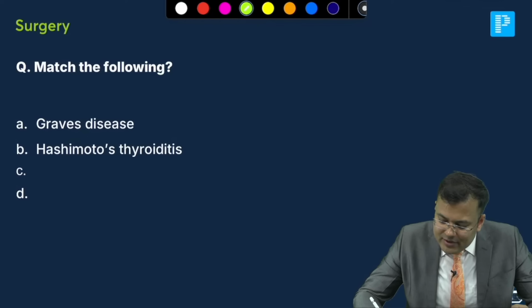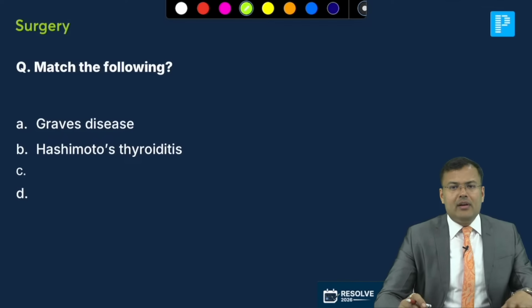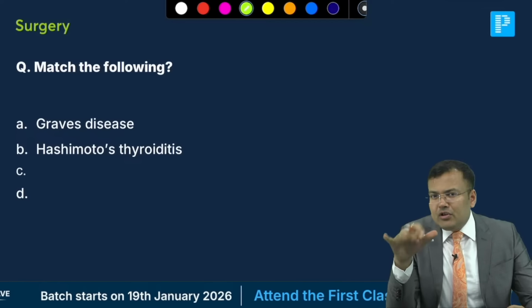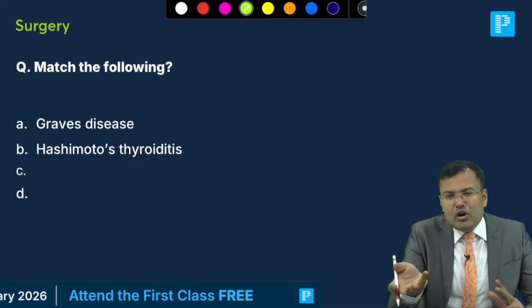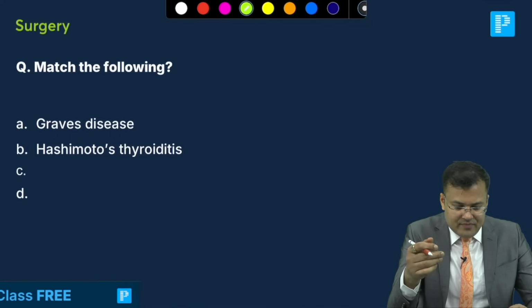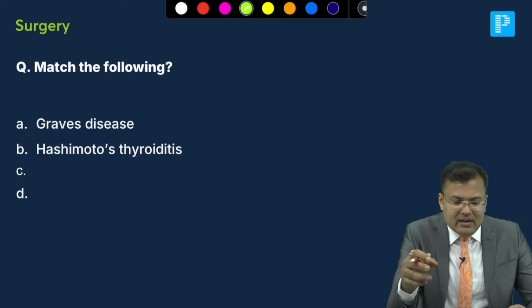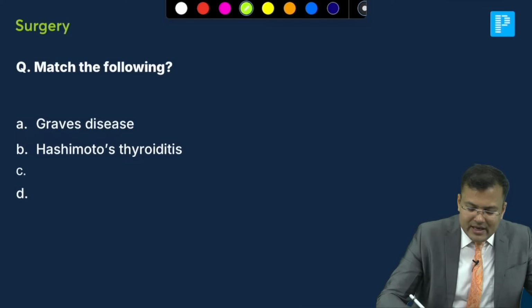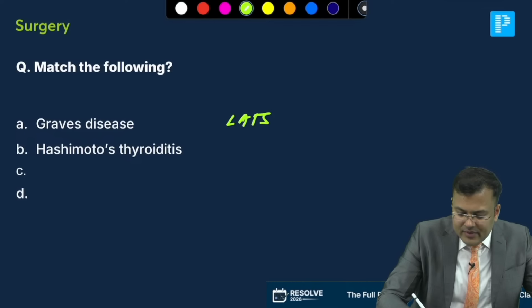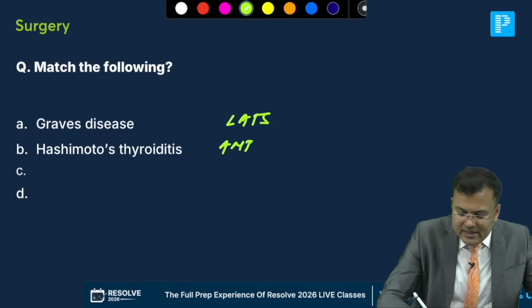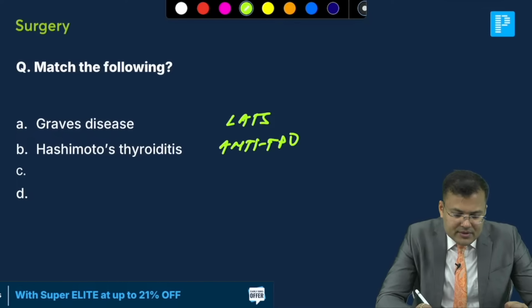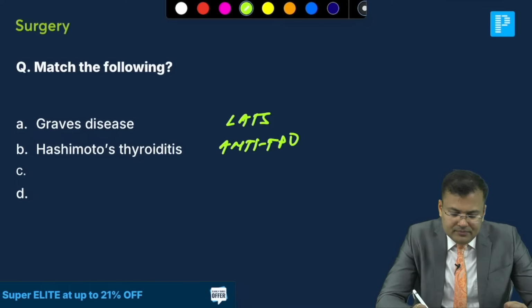Okay guys, next question. Match the following. Students were telling me that there was one question with options about autoantibodies and the conditions, and it was related to matching. So guys, for Graves, what is it? For Hashimoto's, you know, it is anti-TPO. Anybody remembers other options? Graves, Hashimoto's, anti-TPO.